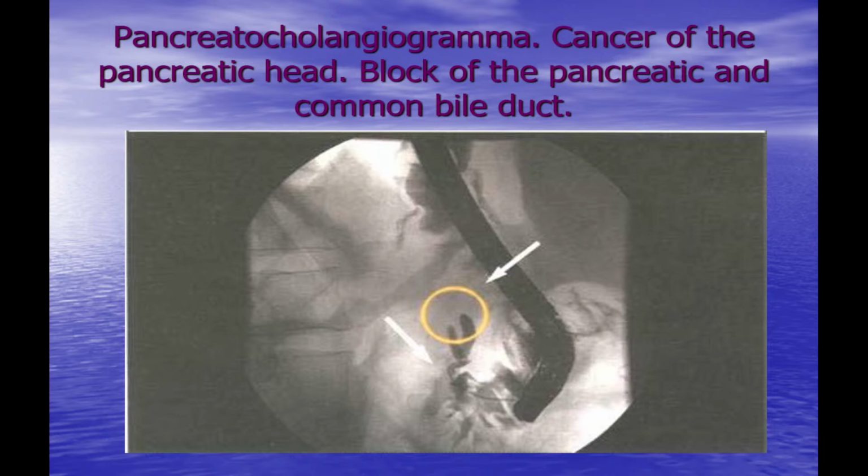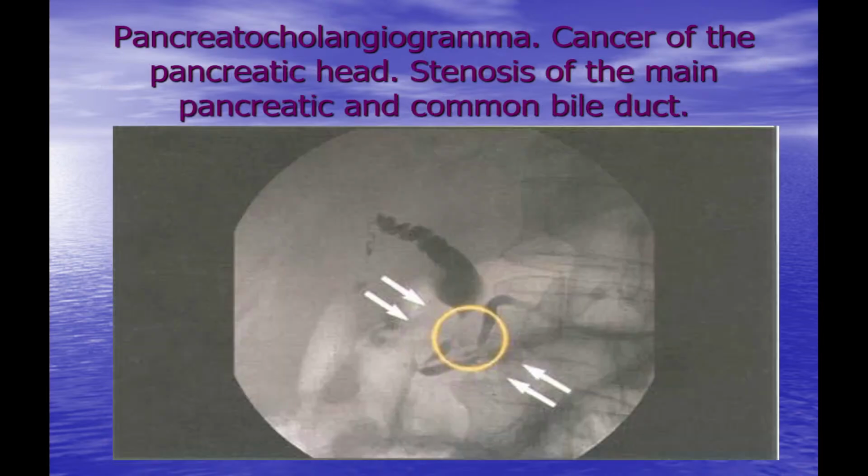In this case, the patient will have what? Mechanical jaundice. Yes, because of obstruction of the common bile duct. Pancreatic cholangiogram, cancer of the pancreatic head, stenosis of the main pancreatic and common bile duct.